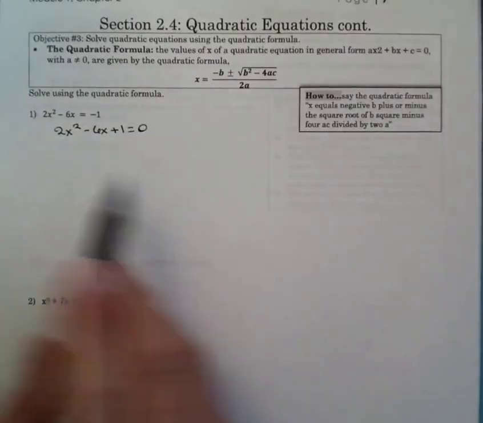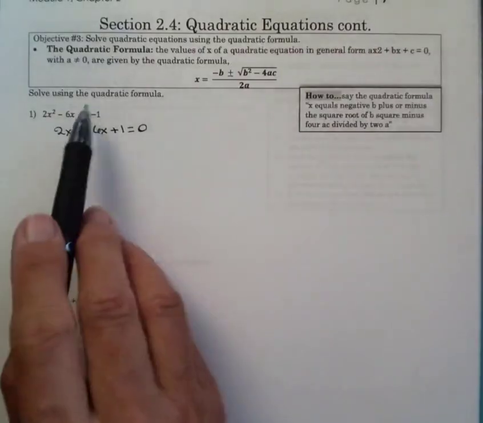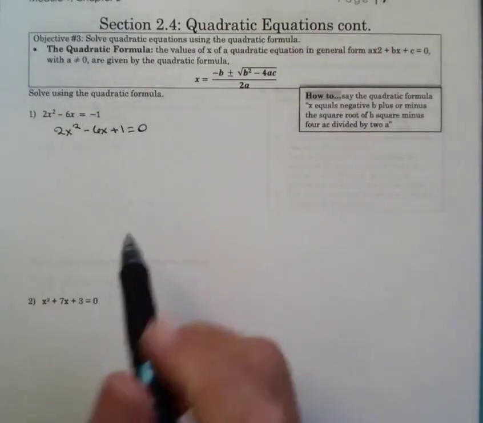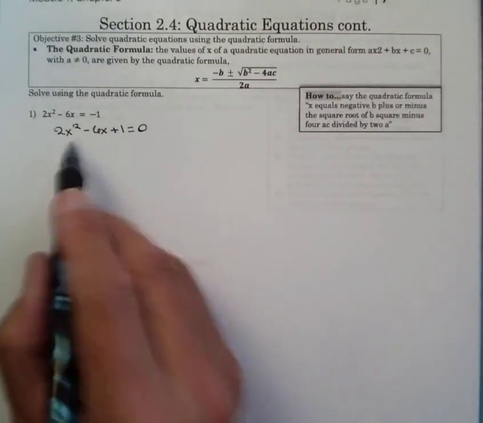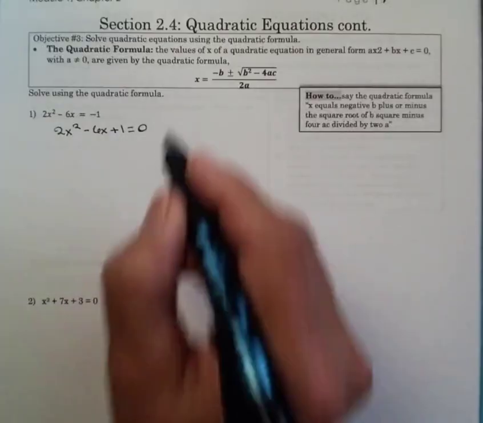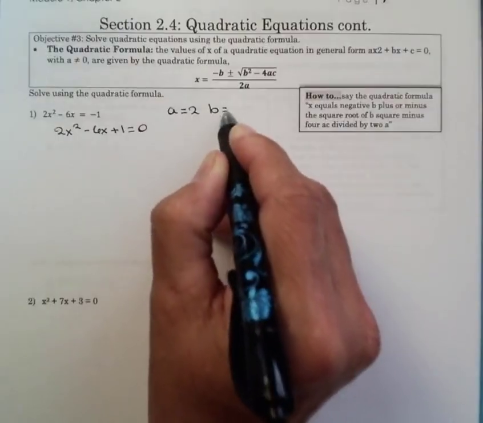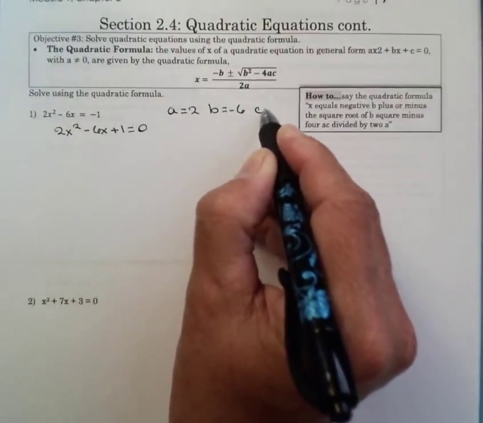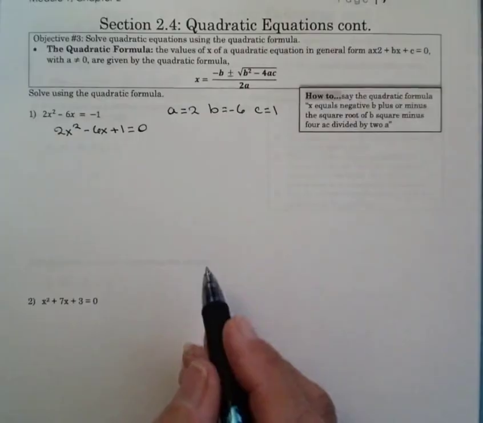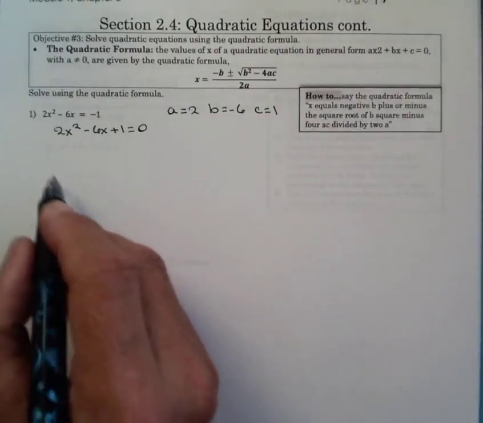So I've got it set up, and I'm going to assume, since they're telling me to use the quadratic, that it doesn't factor any other way. I could see that it doesn't really, kind of quickly. I'm going to say a is equal to 2, b is equal to negative 6, and c is equal to 1. It just helps to have it written down so that you don't make any mistakes.